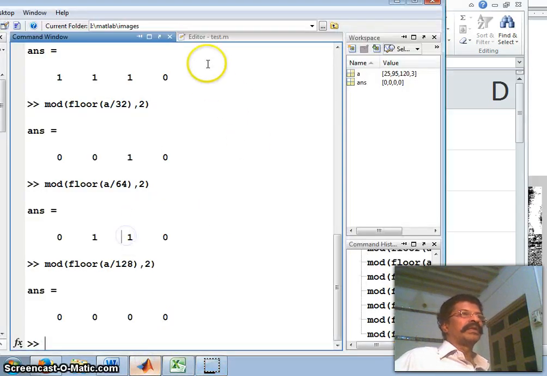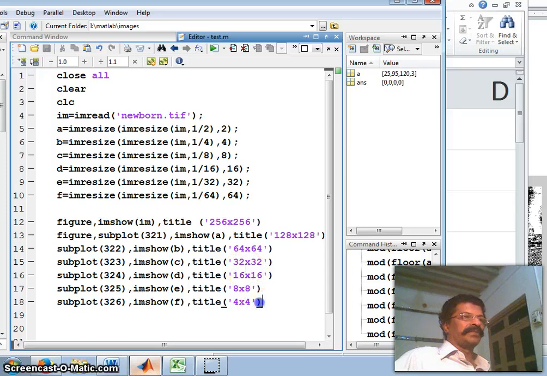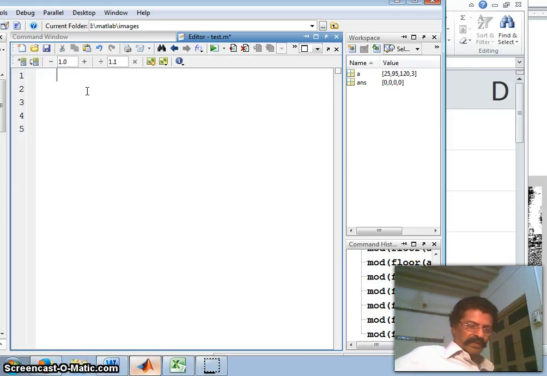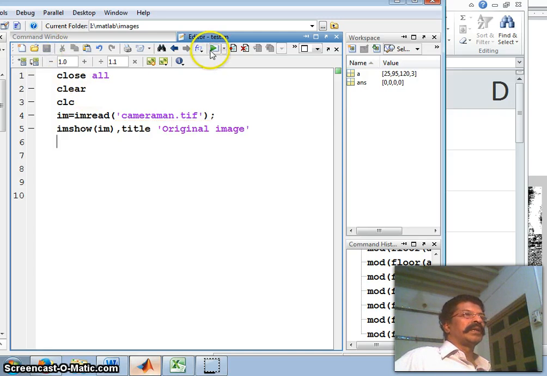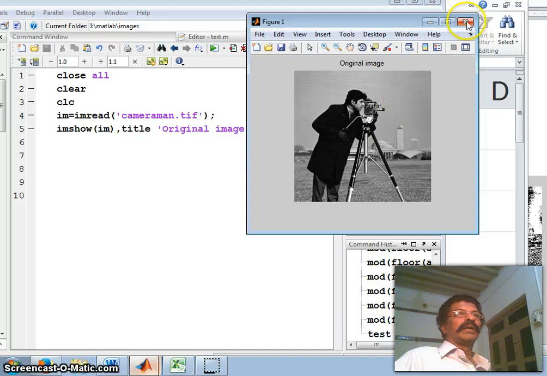Once you know the logic, now let us do this. I clear all these things and let us start fresh. Let us close all the figures if open, clear all the memory, and clear the command window. Now I will take an image. Suppose this is IM, and I take imread of cameraman.tif. Now let us show this with imshow of IM and give a title: this is the original image. Yes, this is my original image cameraman.tif.